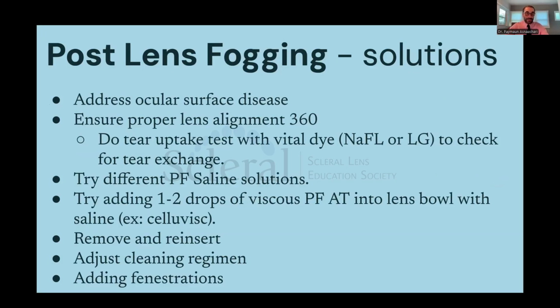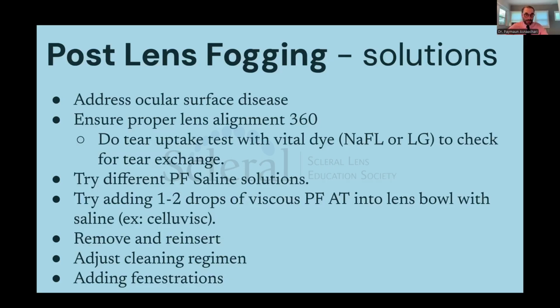You also want to try considering different preservative-free saline solutions. You can also try adding 1 to 2 drops of a viscous preservative-free artificial tear into the lens bowl. I typically will recommend Celluvisc. So this can be valuable. Some people might react better to some preservative-free saline options. Some people will react well to just adding a viscous preservative-free drop. So you can try some of these solutions out. There are multiple different preservative-free saline options available for scleral lenses. We're going to go over that on the next slide. You also, the quickest thing you can do when you have a lot of post-lens fogging is just remove and reinsert.